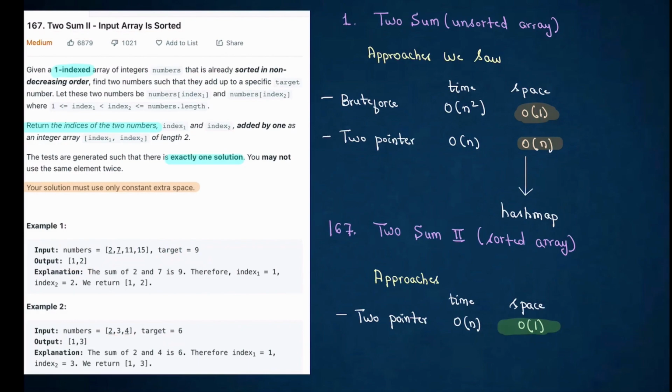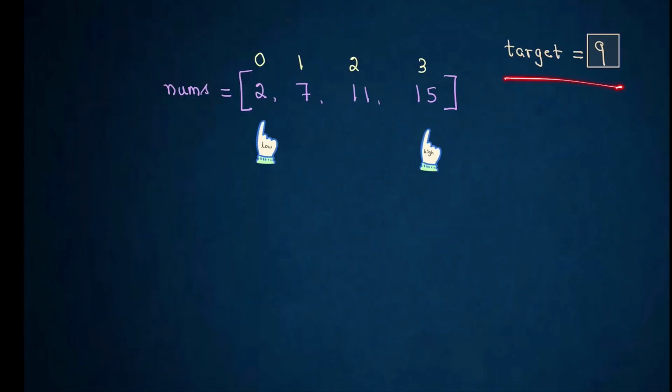Like I said, the only difference between 167 and problem number 1 is this is the sorted array, and that affects which approach we'll be taking here. We'll be taking a two-pointer approach here. We'll not be going over the brute force approach here. We have already covered that in that video, and we'll be solving in time complexity O of n and space complexity O of 1. So we have target 9, and this is the example we just saw.